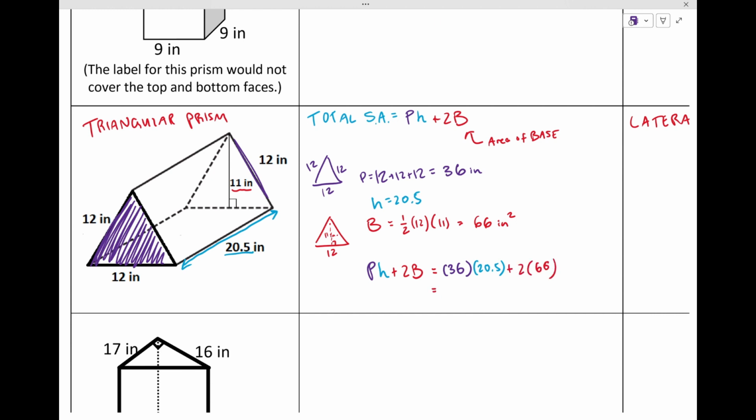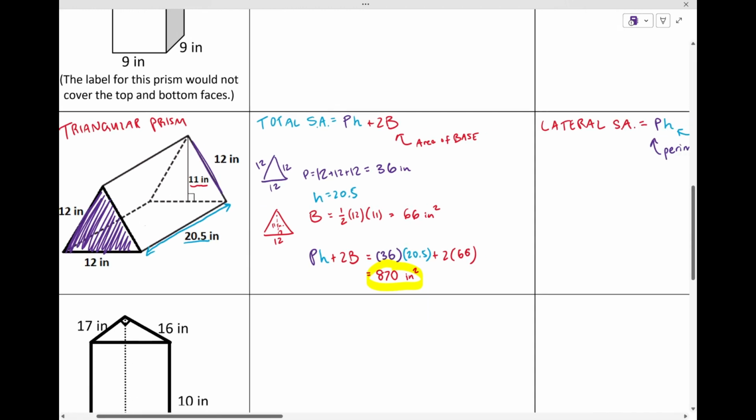Okay, let me grab a calculator and actually put that together. So I got 36 times 20.5 plus 2 times 66. I got 870 square inches as my answer. Okay, double check me on that. If you got a different answer and you don't see why, come ask me in class, and it's possible I made a mistake. If I made a mistake, I'll give you a piece of candy or something, right?